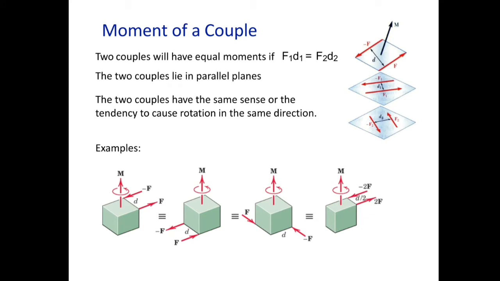Two couples lie in parallel planes, which means the forces should be in two parallel planes, not in perpendicular planes. The two couples have the same sense, or the tendency to cause rotation in the same direction. To understand this property, we can see the example of this cuboid.